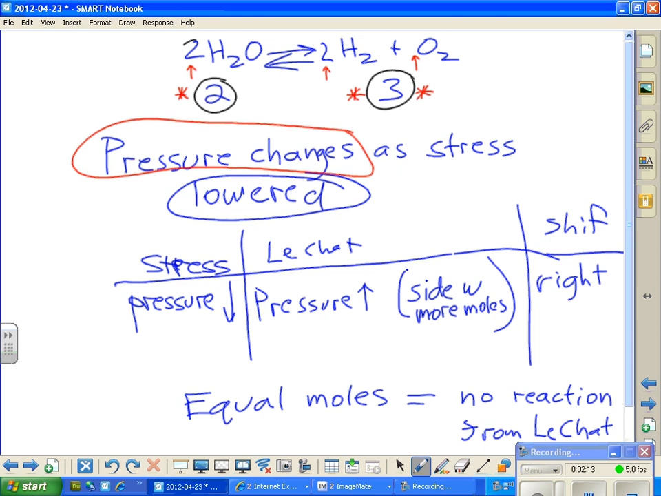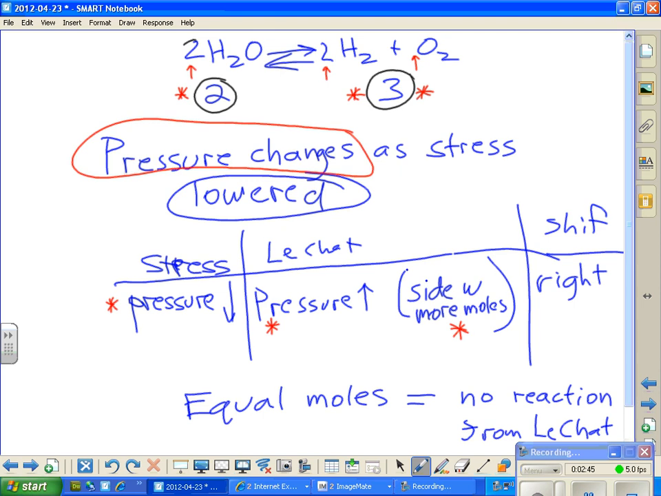Now I can do a pressure problem. So the pressure problem starts right here. The stress is that pressure went down. I took the pressure down. That's from outside. Now LeChat is stuck inside the vessel, and he has got the job of trying to increase the pressure. How does he increase the pressure? Go to the side that has more moles.